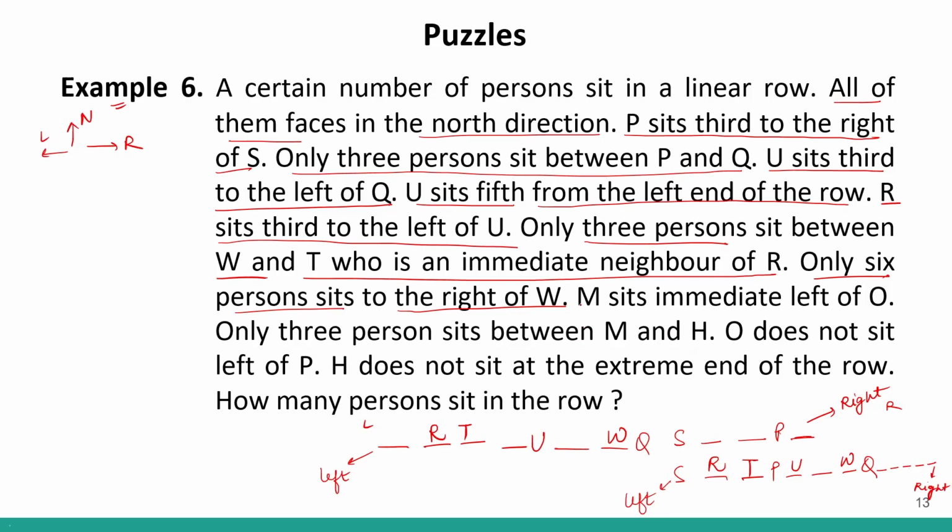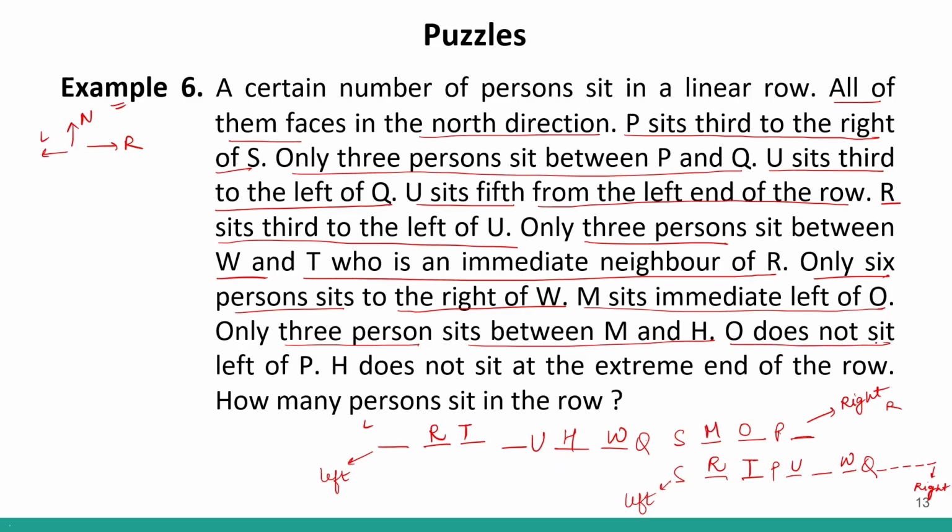Now, it is given to us that M sits immediate left of O. So, the 2 positions that are empty are only over here. So, M sits to the immediate left of O. Over here, I can place M and O anywhere. Now it is given to us that 3 people sit between M and H. So M and H, 3 people, 1, 2, 3, H will be over here.